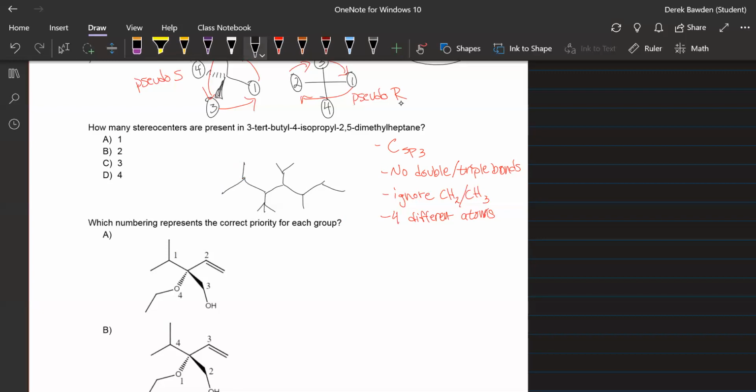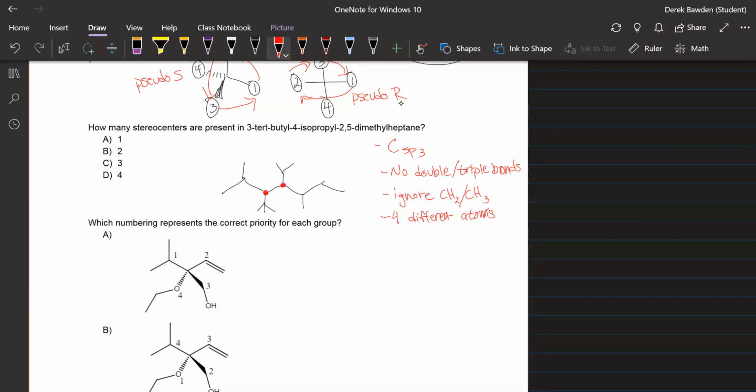All right. So now we move on to this carbon right here. So it's an sp3, no double bonds, right? So that's good. It's not a CH2 or CH3. Does it have 4 different groups around it? Okay, so we have a hydrogen, carbon, carbon, carbon. But are these carbons different from each other? Yes. Okay, so that does make this one a stereocenter. All right, so yes, that one is a stereocenter. So that's one.